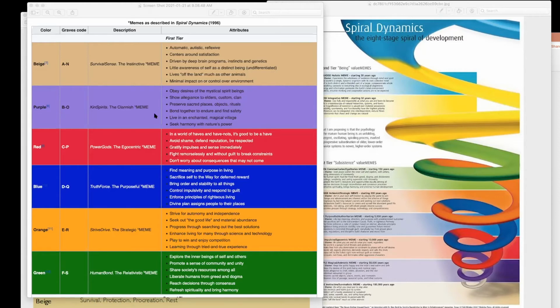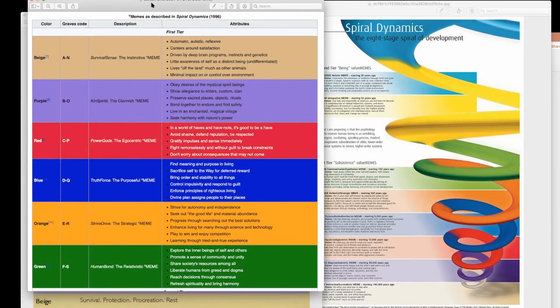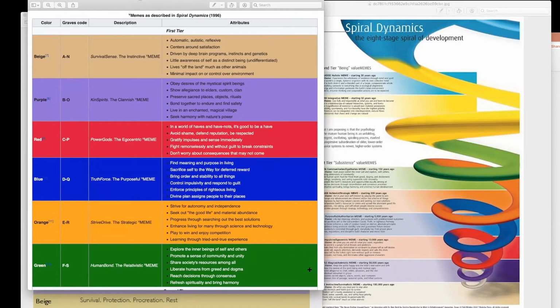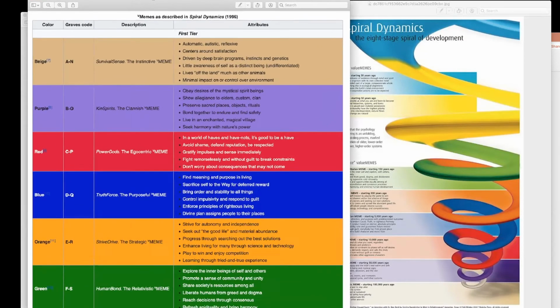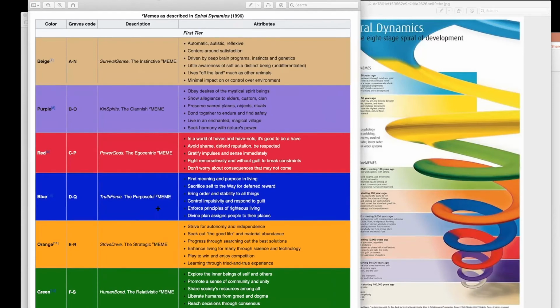And this, by the way, is a screenshot which you're looking at now. I don't know how readable it is, but this is a screenshot from the Wikipedia page itself. And these are all the first tier. They do still show the other two, the yellow and the turquoise. It's a separate little screenshot I took.